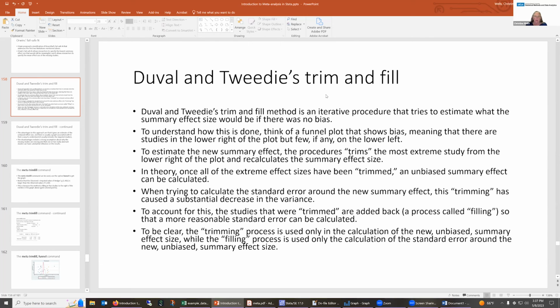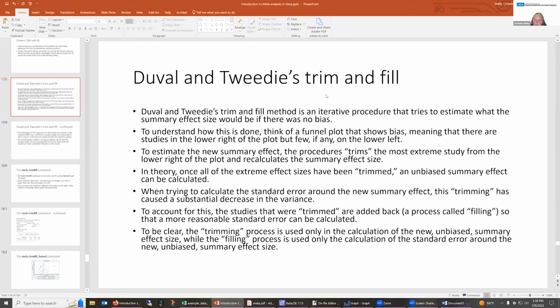Okay, in theory, once all of the extreme effect sizes have been trimmed, an unbiased effect could be calculated. However, as we've been stressing, when you calculate an effect size, you've got to calculate the variance around it, right? Now, when trying to calculate the standard error around this new summary effect, this trimming has caused a substantial decrease in our variance, right? We cut n down and now we're in trouble.